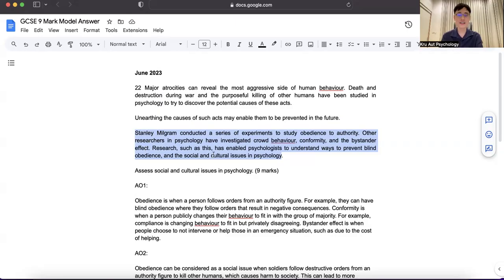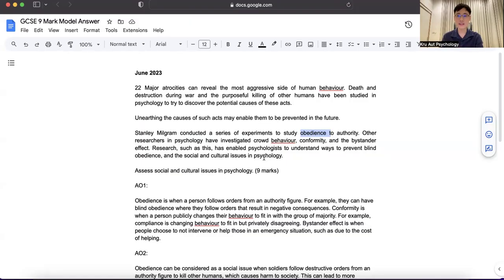Research such as this, which is an example of one piece of research they mentioned, has enabled psychologists to understand ways to prevent blind obedience and the social and cultural issues in psychology. Okay, great. So we mainly need to focus on the themes that are under social and cultural issues, which they mentioned through Milgram. So students will need to remember that this research falls under the topic of obedience, and then write what obedience is.